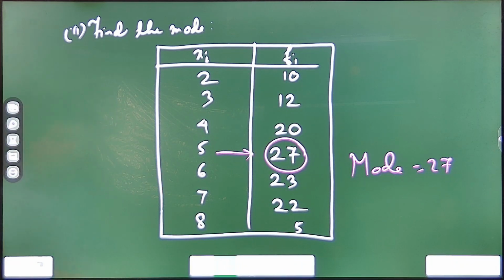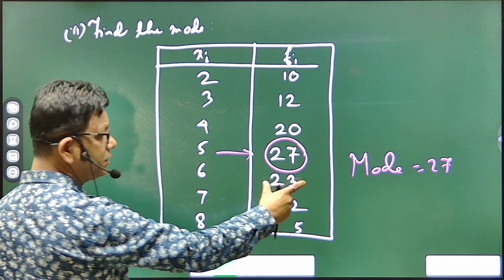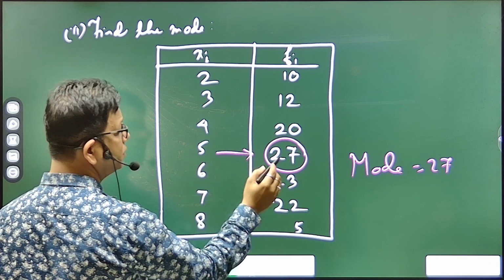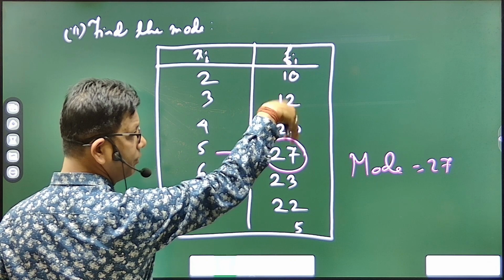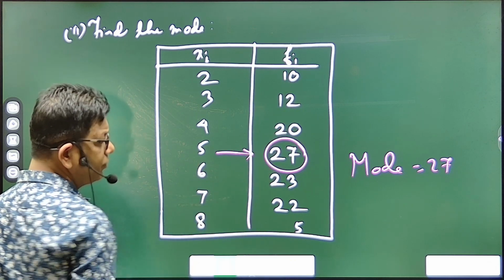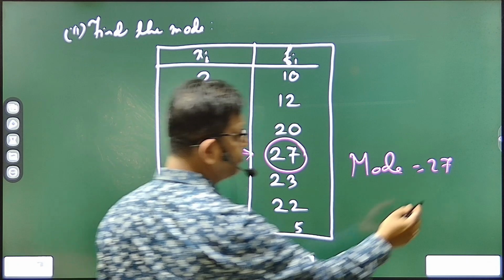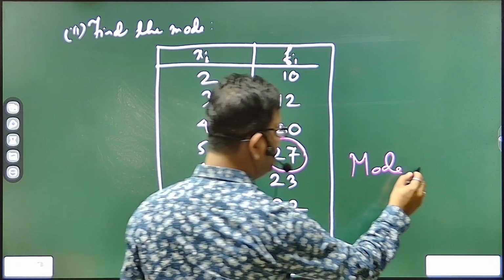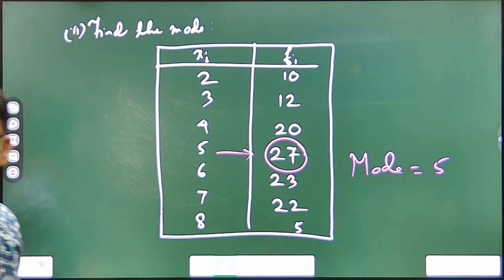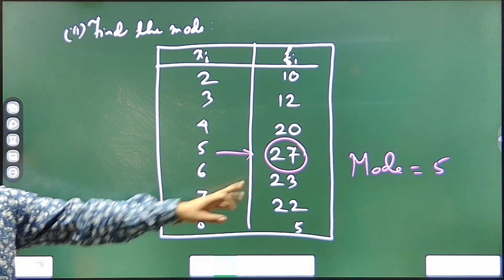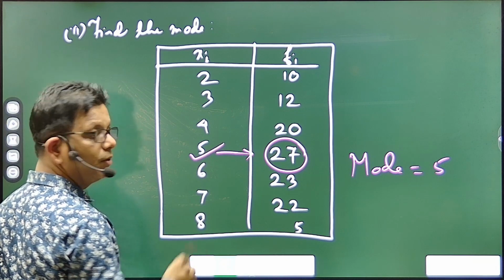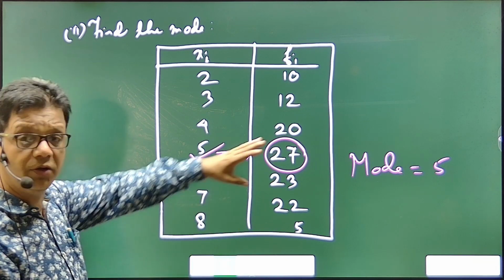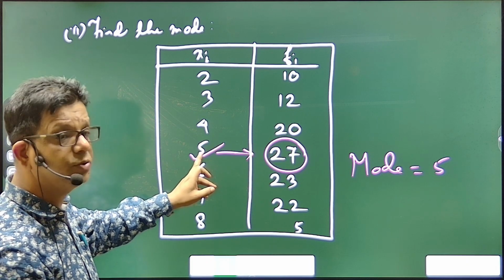So this is again an example in discrete data. That means the data is not in groups. You just have to see which number occurred the highest number of times. The number is 5. Fi means how many times it is there. So 5 is there for 27 times, and hence the mode is, sorry, which one? Mode is 5. Mode is the number itself, not the 27 times. So the mode is 5.